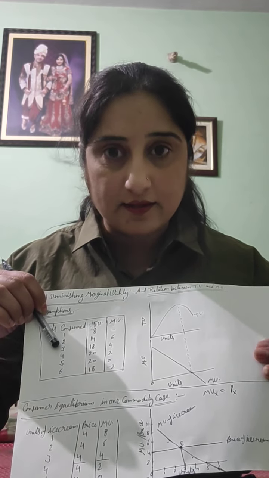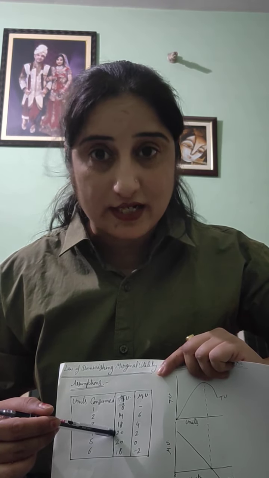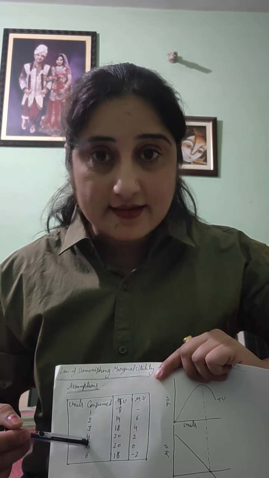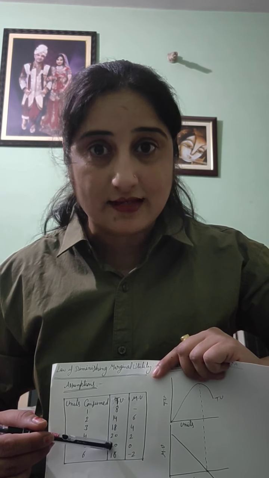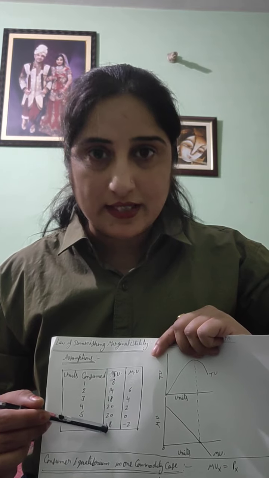When I eat the third ice cream, the total utility becomes 18. When I eat the fourth ice cream, the total utility becomes 20. It is the maximum level of satisfaction. When I eat the fifth ice cream, there is no change in total utility because my satisfaction level is at the maximum point. And when I eat the sixth ice cream, I can't digest it and the total utility decreases. It becomes 18.